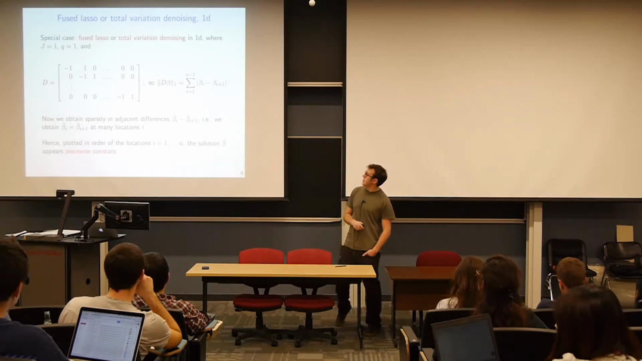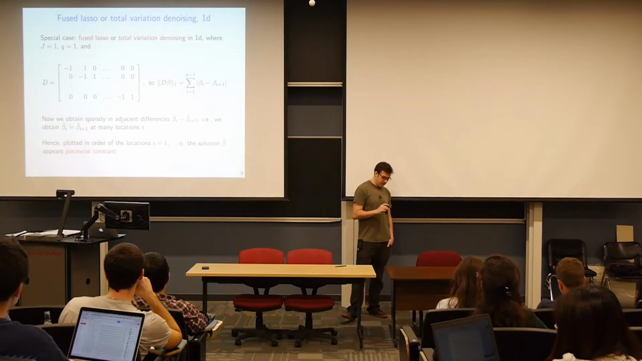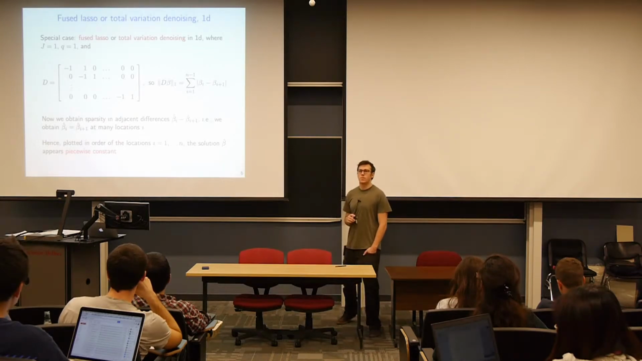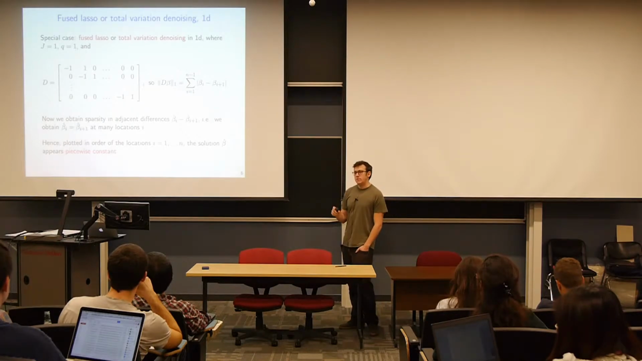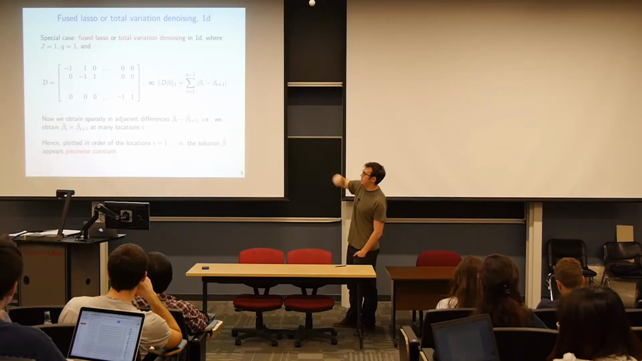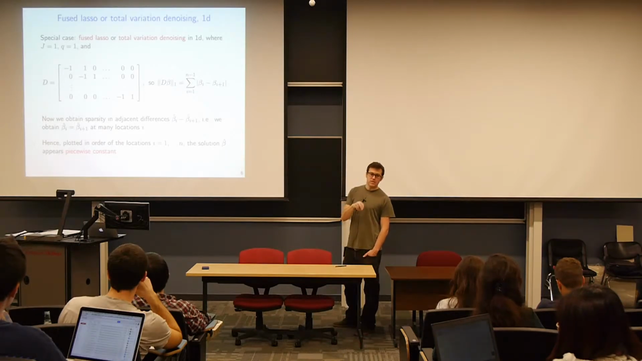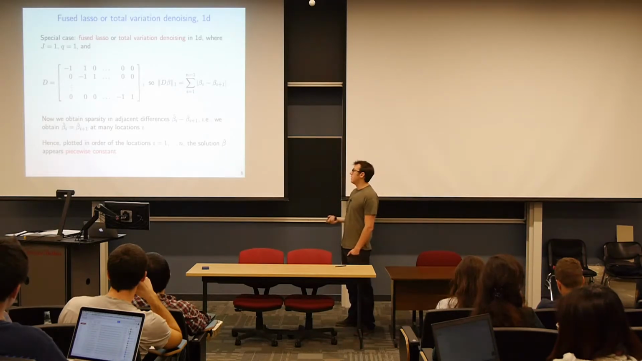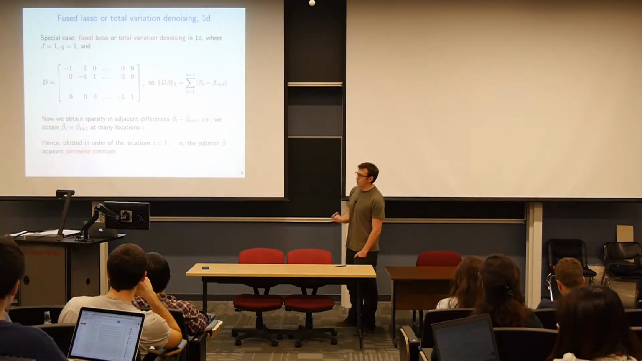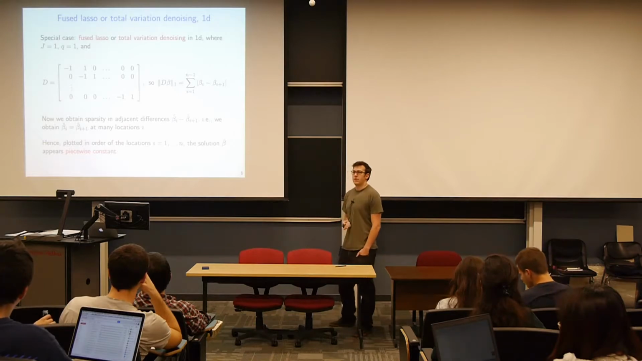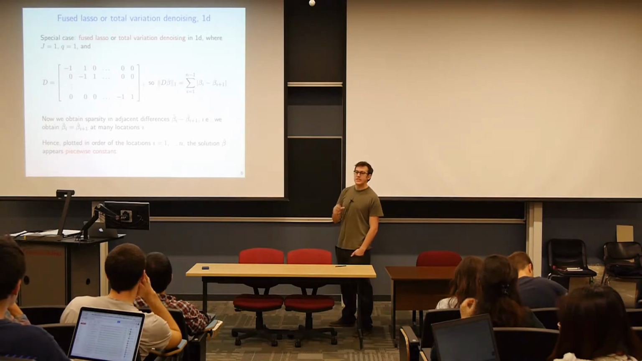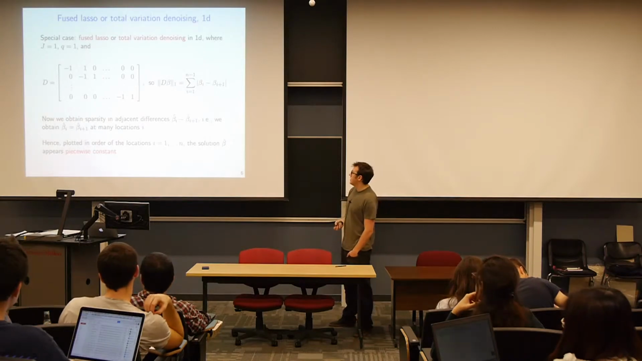All right, so let's talk about another class of problems called the fused lasso problem, or total variation denoising. In this case, we have a D matrix, and this D matrix is an n-1 by n matrix, where we have negative ones on the diagonal, and we have 1 on the superdiagonal. So when we apply this matrix D to the parameter vector beta, we get the differences of adjacent terms in the beta vector. So that's shown here.